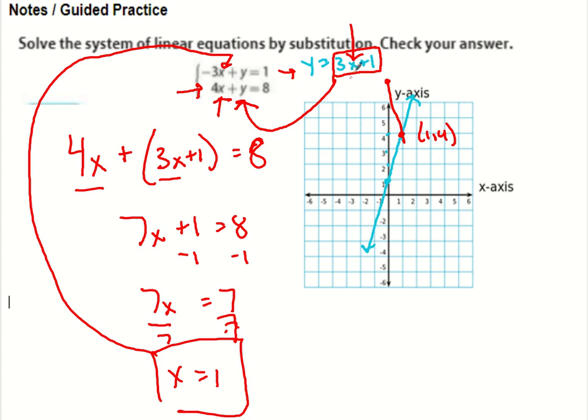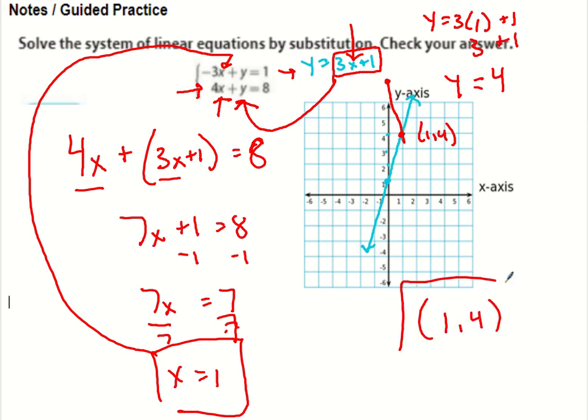So if I were to plug in x for 1 here, that's y equals 3 times whatever x is plus 1. We're saying x is 1. Now I solve this. Well, 3 times 1 is 3. So 3 plus 1, which is 4. So I get y equals 4, which again is what we got. So my solution is the point (1, 4). X is 1, y is 4.